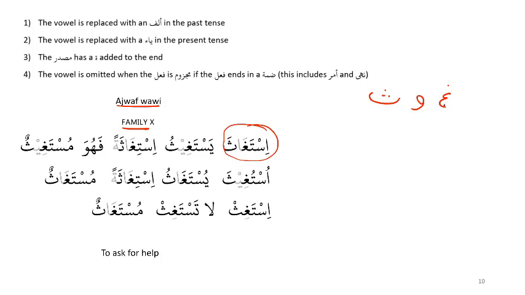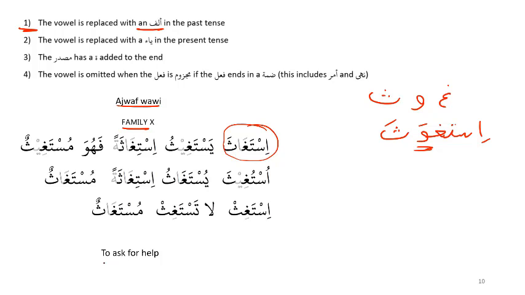What would the past tense form look like if we did not have any illats, any issues? So this would be istaghwasa. Exactly. Istaghwatha. And then what rule applies? The first one. So what do we do now? The wow gets replaced. We do a find and replace effectively. So instead of the wow, we get an alif. Istaghatha.